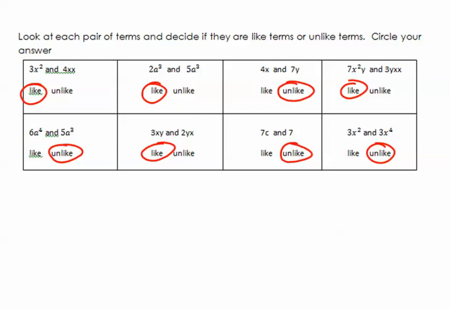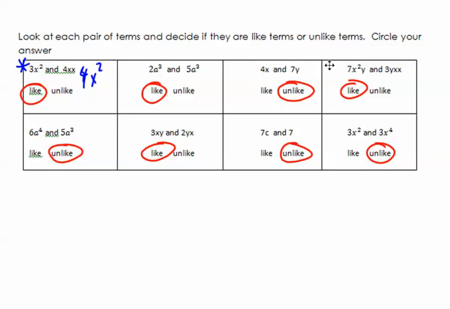All right, check them and see if you got the correct answers. I want to look at this one for sure. This says 3x squared and this says 4xx. Well, this could be simplified. 4 times x times x can be simplified to 4x to the 2nd power.